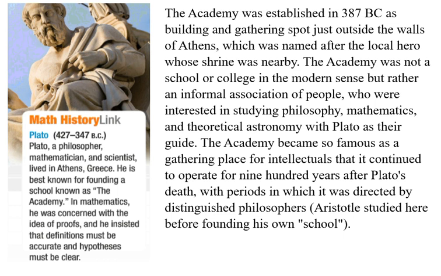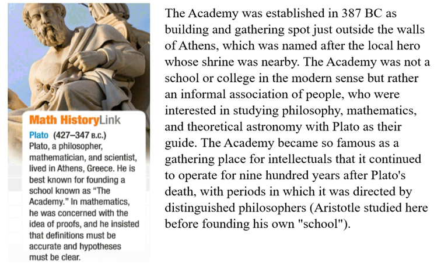The academy was not necessarily a school or college in the modern sense, but rather it was more of a gathering and informal association of people who were interested in studying philosophy and math and astronomy at the time, and Plato was their guide. The academy became so famous it was the gathering place for intellectuals, and it continued to operate for 900 years after Plato's death, with periods in which it was directed by a number of distinguished philosophers.